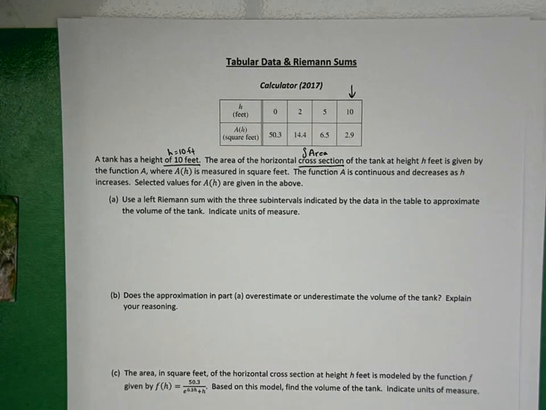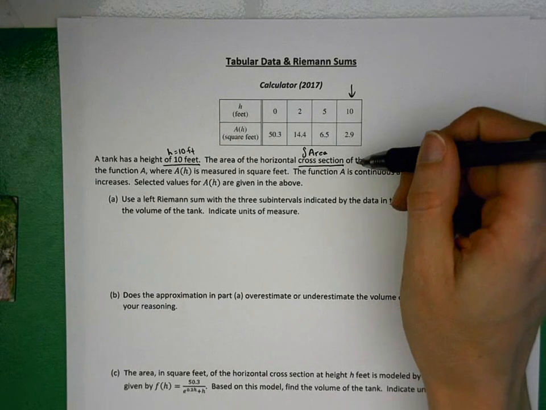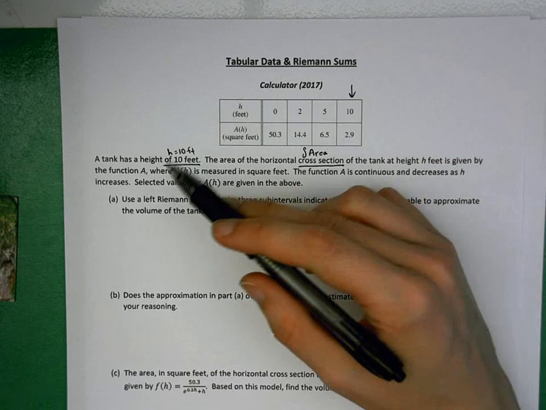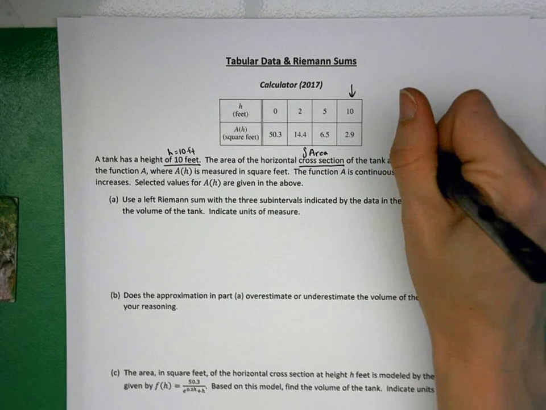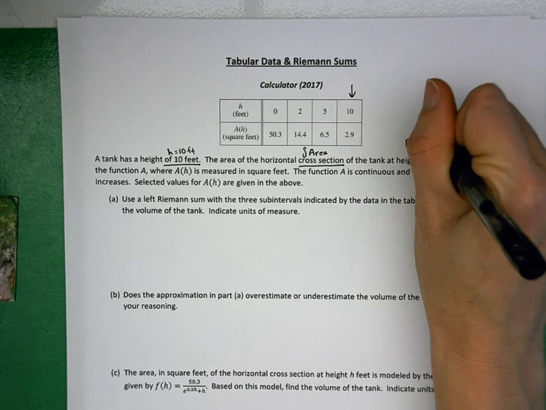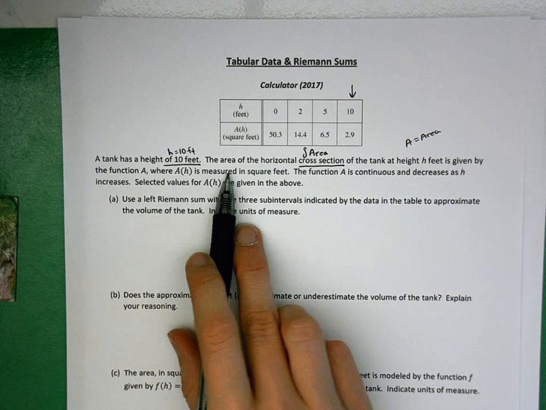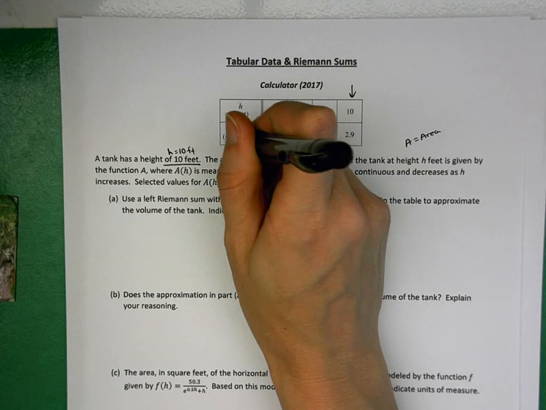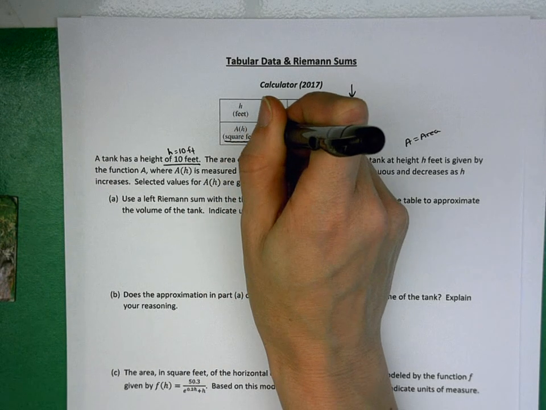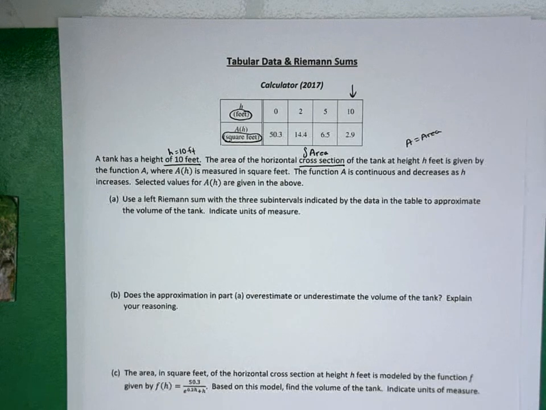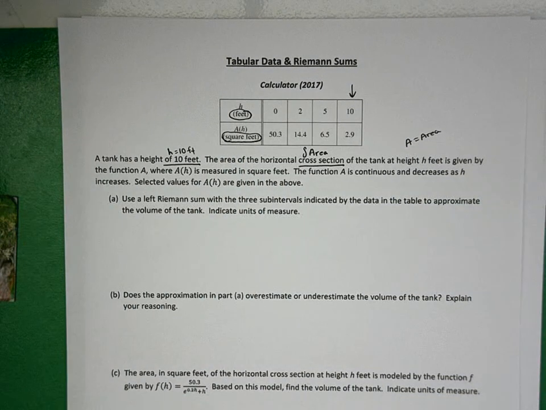So the area of the horizontal cross section of the tank at height h feet is given by the function A. Okay, so A equals area. I'm going to go ahead and write that down. Right, the area is given by the function A, where A of h is measured in square feet. So I always make sure I take a hard look at any sort of units provided, because if I'm asked for units later on, I want to make sure I'm writing the right ones.